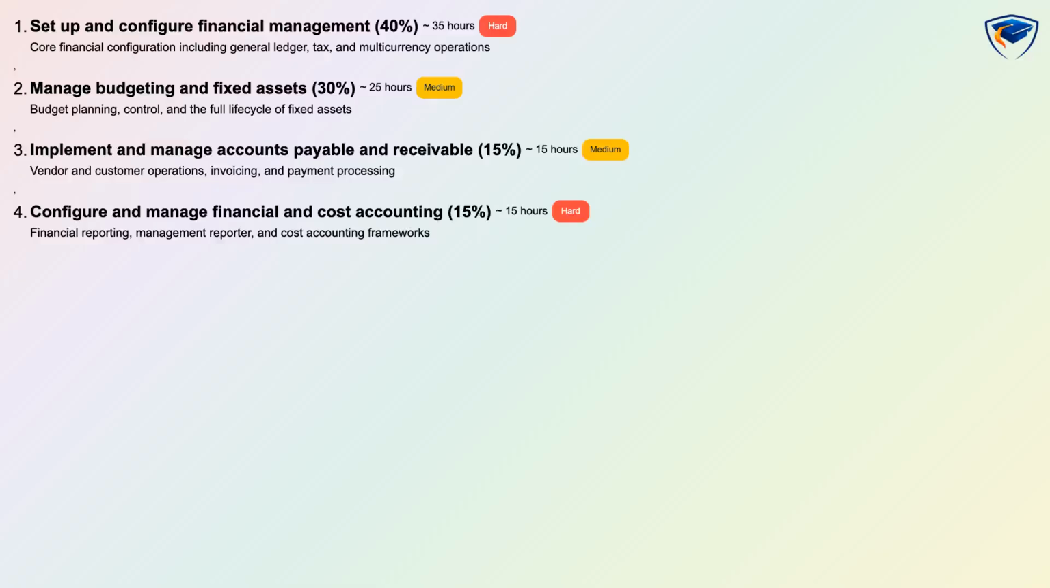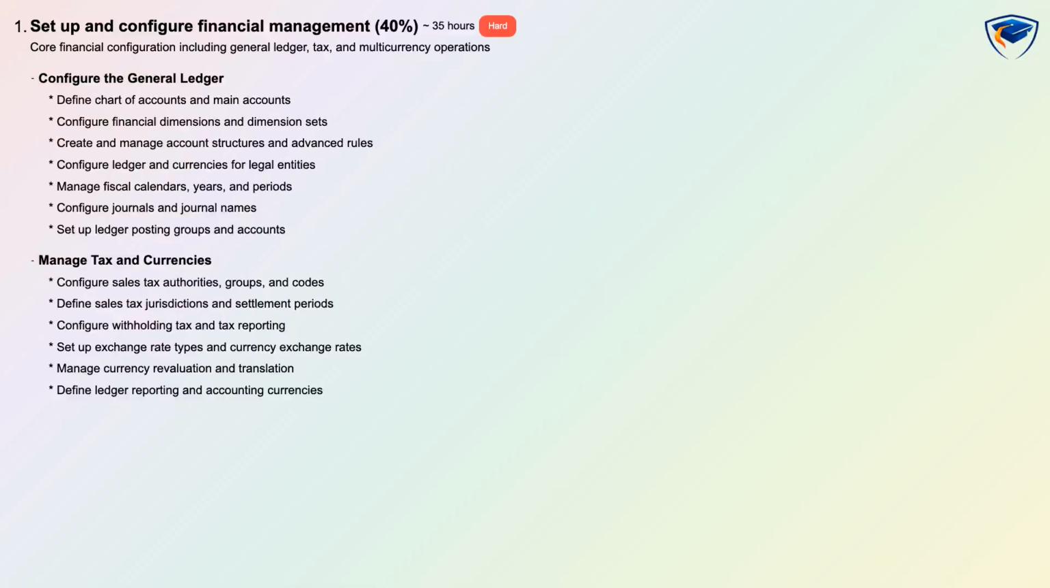Each domain lists the core focus, the difficulty level, the expected learning hours, and the assessment style so you can plan, study and practice accordingly. Set up and configure financial management carries 40% of the exam and is rated hard, with an estimated 35 hours of study and conceptual plus scenario-based assessment.